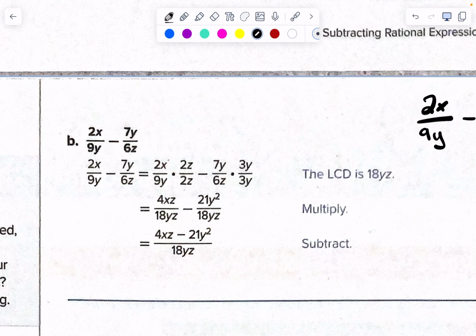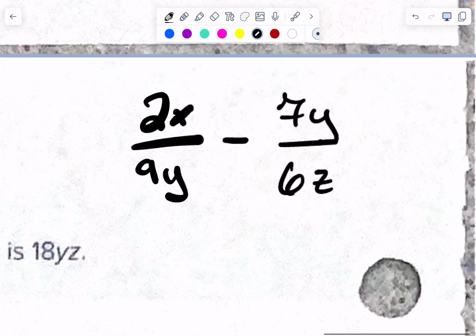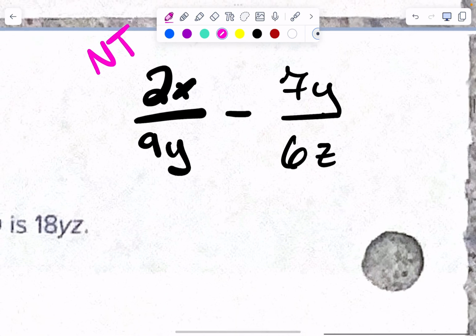By the way, this thing that we're adding and subtracting, are these trapped or not trapped? Not trapped, okay? So, just so that we're all on the same brainwave here, not trapped stuff, we're adding stuff together. But we still have to find a common denominator.